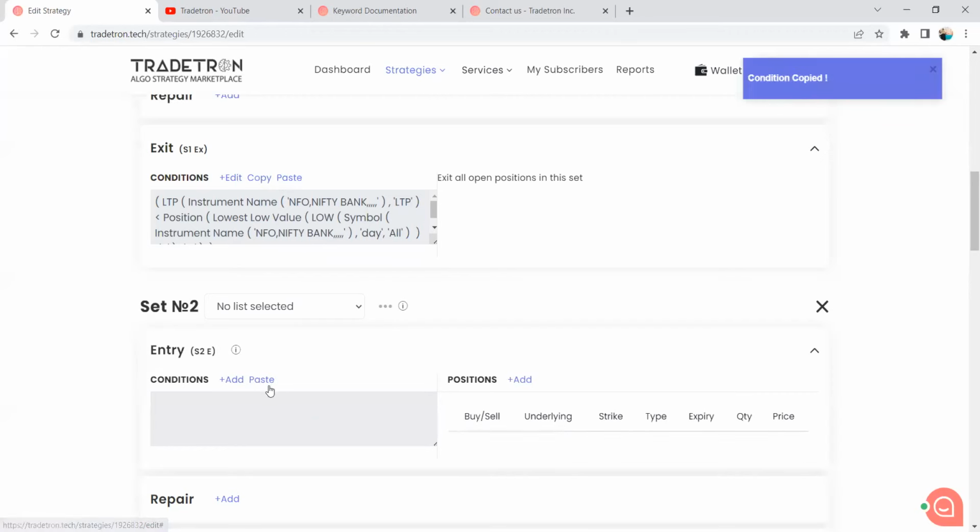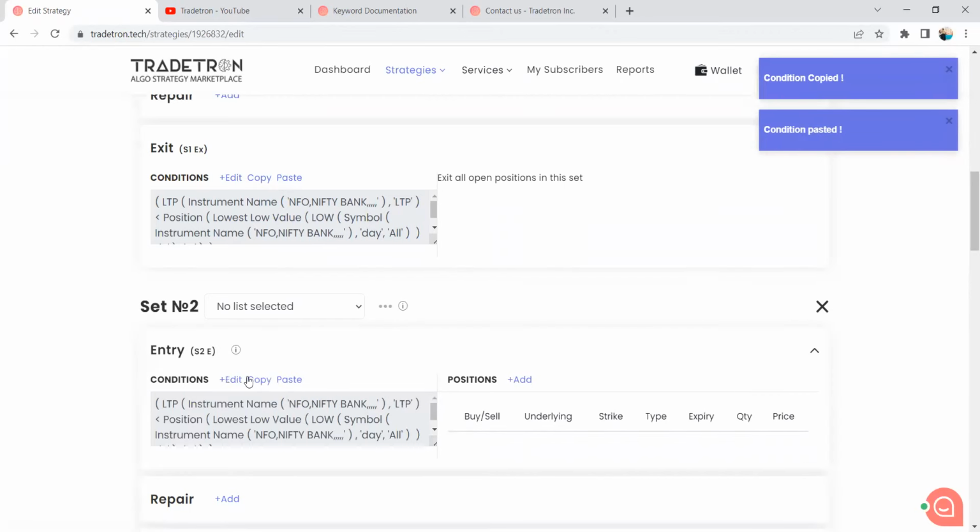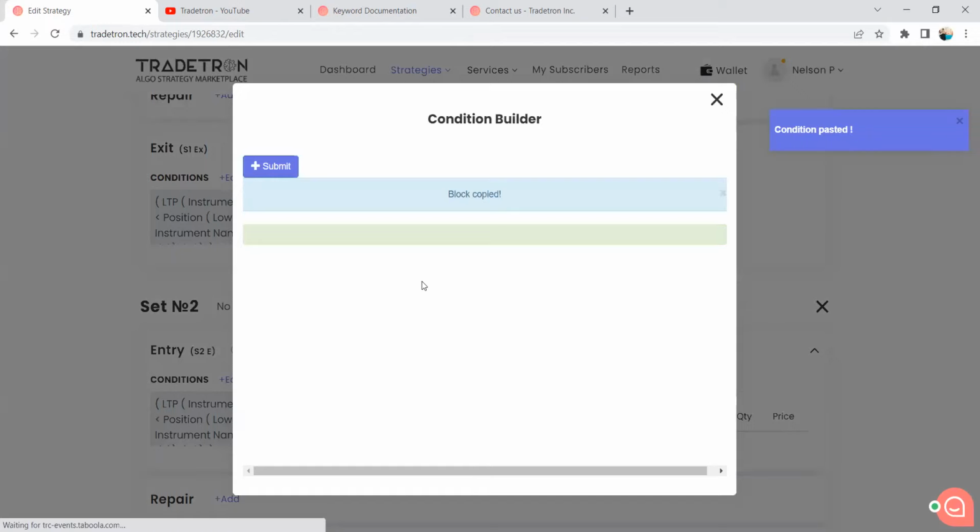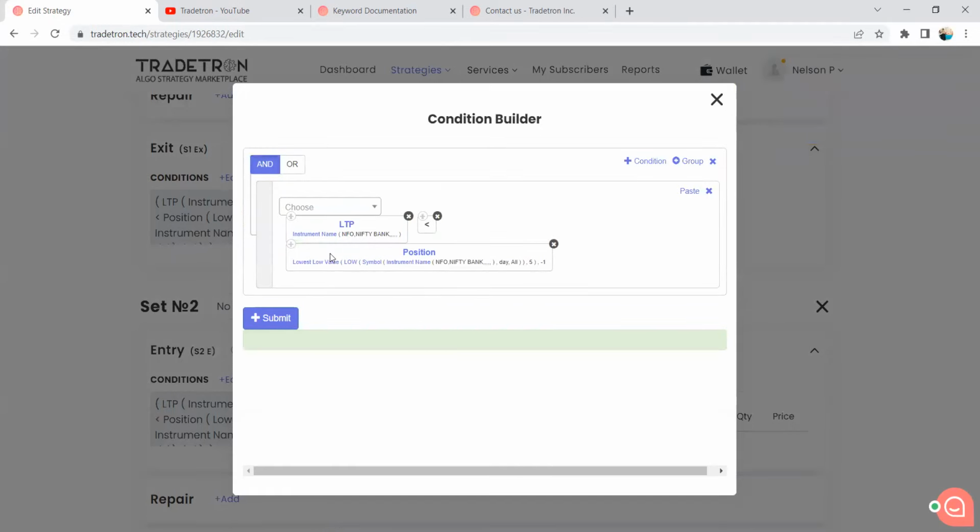So I will copy it from here and paste it over here. I will just select edit. Over here, right now, the first condition is already there, that LTP should be less than the lowest low value of the past 5 days. That is my short position entry condition.